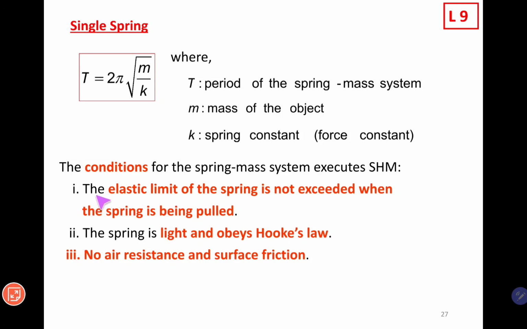First, the elastic limit of the spring is not exceeded when the spring is being pulled. Remember, it must obey Hooke's law, because when the elastic limit is exceeded, it doesn't obey Hooke's law anymore. What does it mean? It will not return to its original length or shape when the force is removed. Second, the spring is light and obeys Hooke's law; the mass of the spring can be ignored. Third, there is no air resistance and surface friction. So the system is free of external forces such as friction and air resistance. By having these three conditions, we may use this equation.